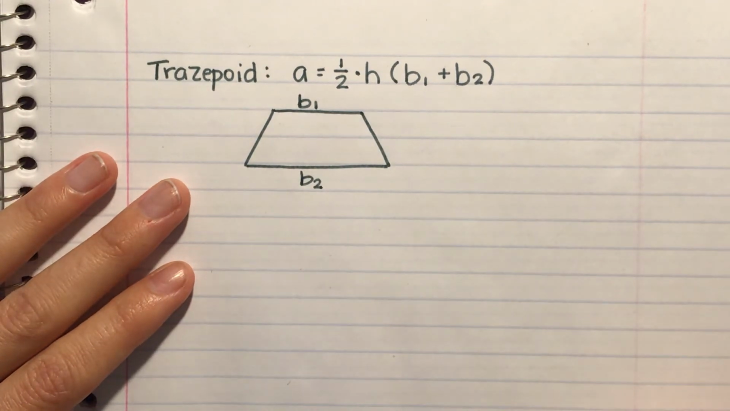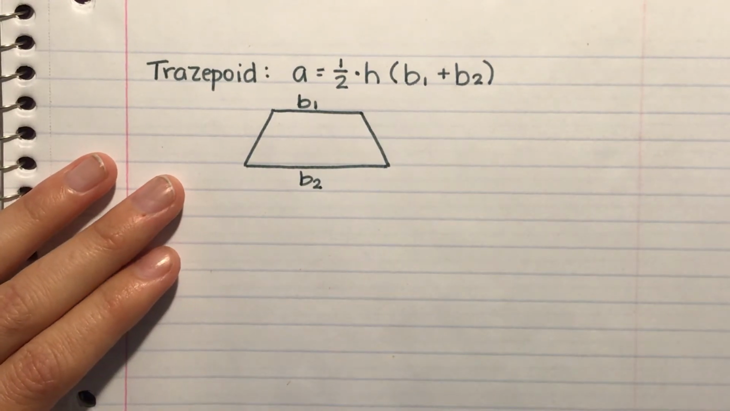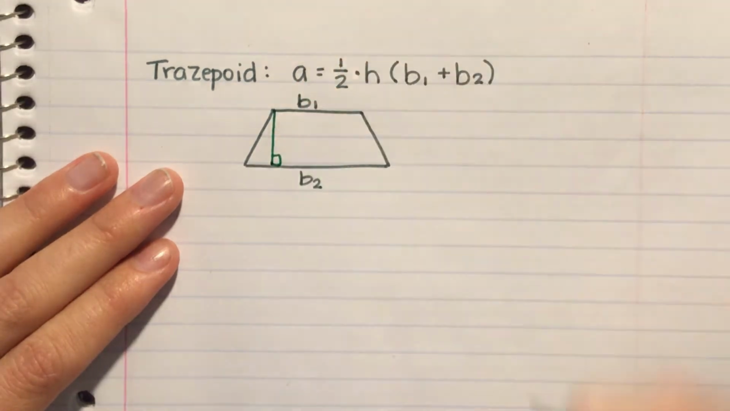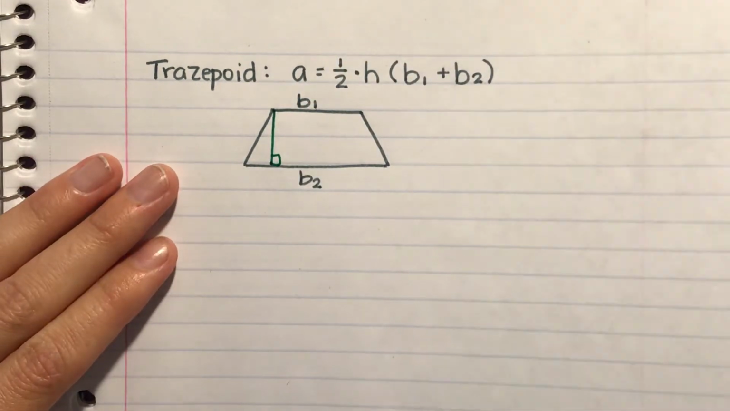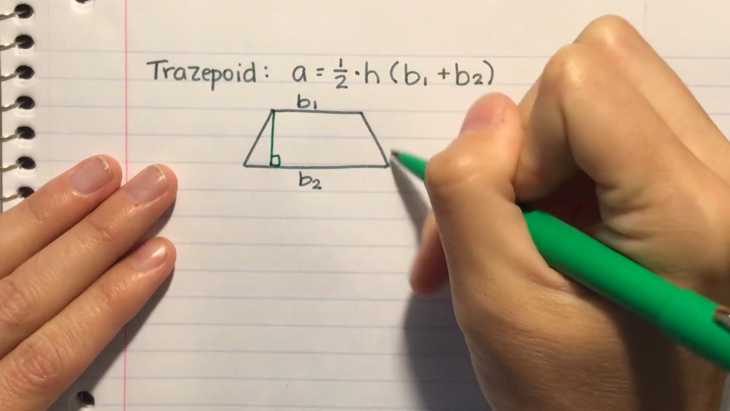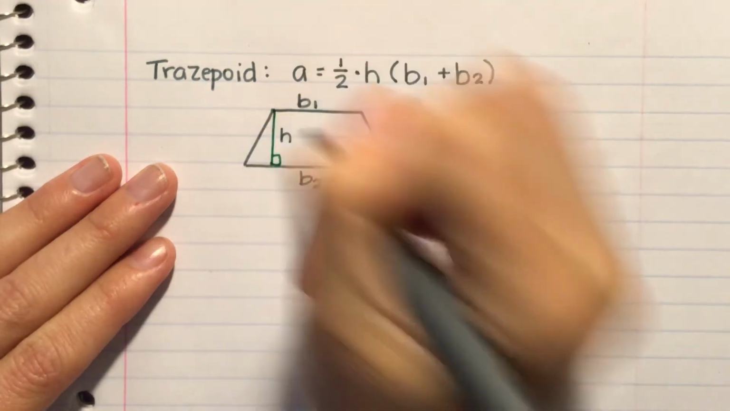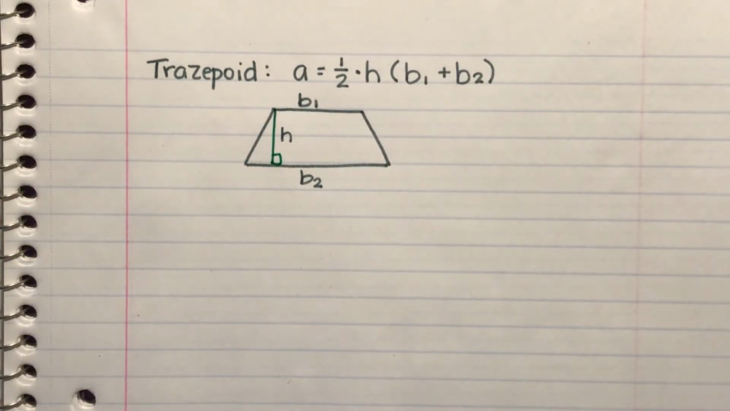And then again, height in this case, they might draw it on the inside of the shape, like this. They might also draw it on the outside of the shape. And I'll show you an example of that just so you know what that looks like. So either way, height is right there for how tall the shape is.